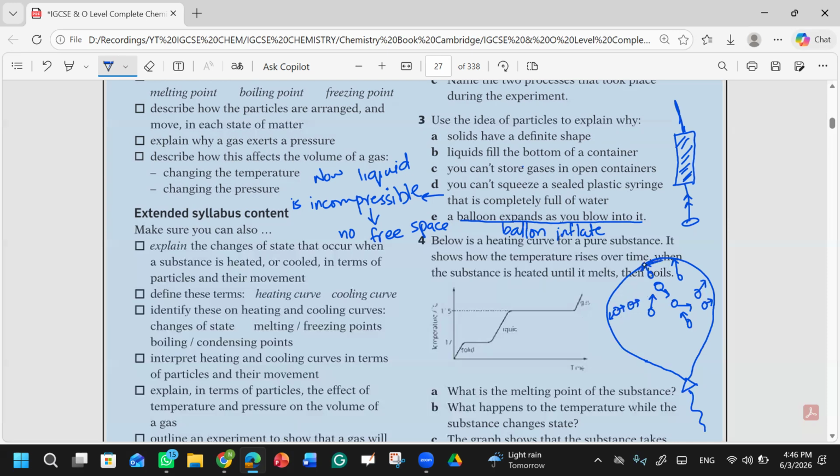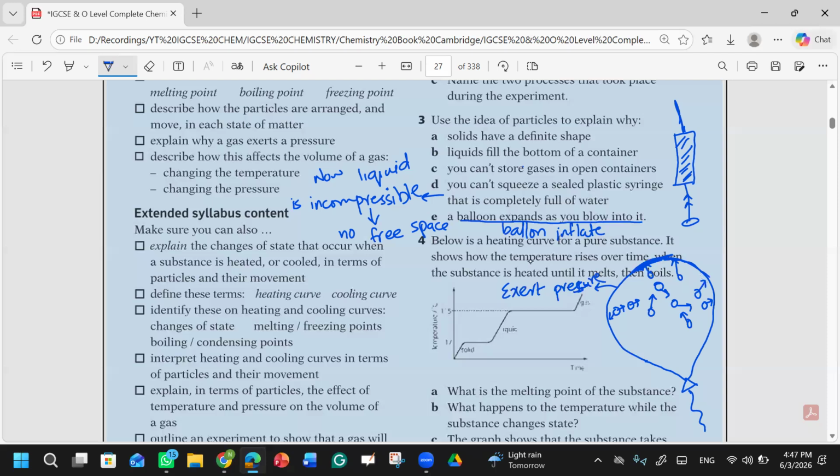When they strike with the wall of the balloon, they exert pressure on the wall of the balloon. That's why when you blow it up to its limit, what will happen? After that, the balloon will burst. You know why it bursts? Because it has no space because of the gas particles. It gets a lot and a lot when you blow air into it.